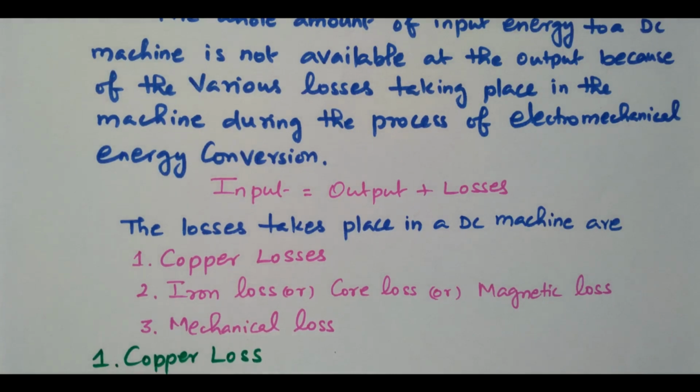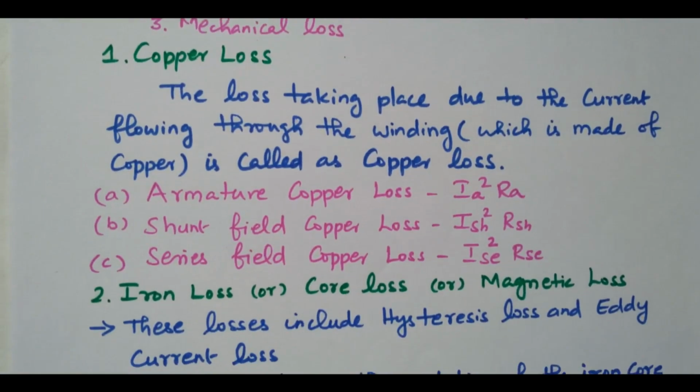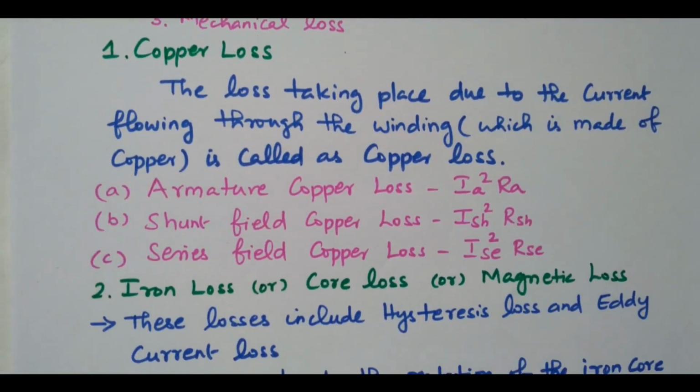Now we will go to the copper loss. The copper loss means loss happening due to the copper coil. The loss that takes place due to the current flowing through the winding is called a copper loss. The winding is available in the armature as well as in the field.